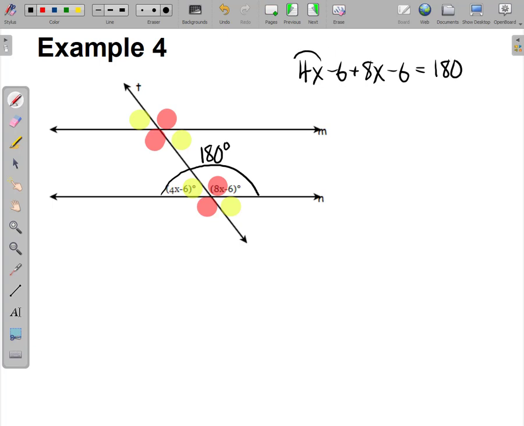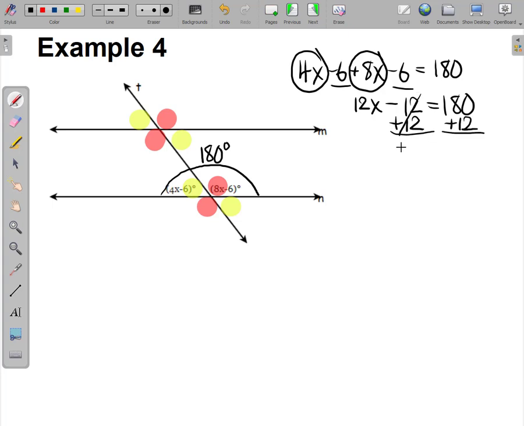I'll combine the 4x and the 8x. That will result in 12x. Negative 6 and negative 6, that's going to give me negative 12. Then I'll get rid of the negative 12 by adding 12 on both sides. Cancels, and now I have 12x is equal to 192. To get rid of this 12, I'm going to divide by 12 on both sides. 12 over 12 is 1, and 192 divided by 12 is 16.